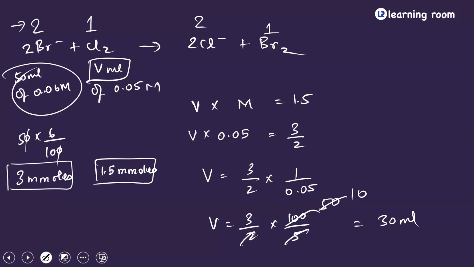Volume into molarity is the number of moles, correct? Volume is 50 ml. Molarity is 0.06. When you multiply these, what do you get for the number of moles? 50 into 0.06 is 3 millimoles. So if Br minus is 3 millimoles, what will be the number of moles of Cl2?